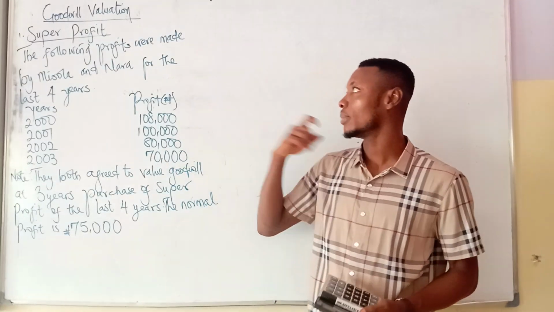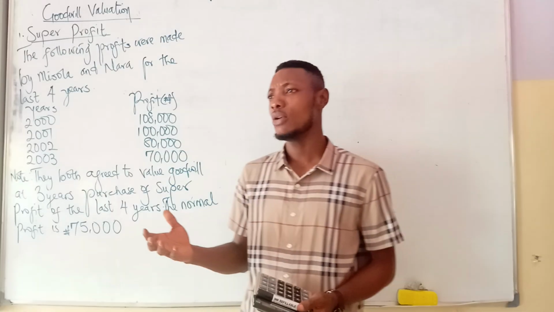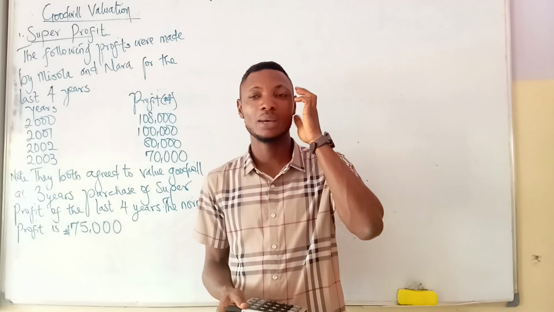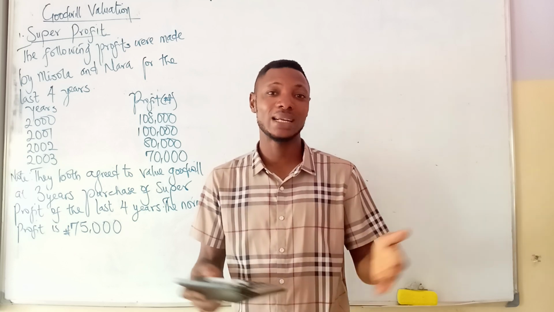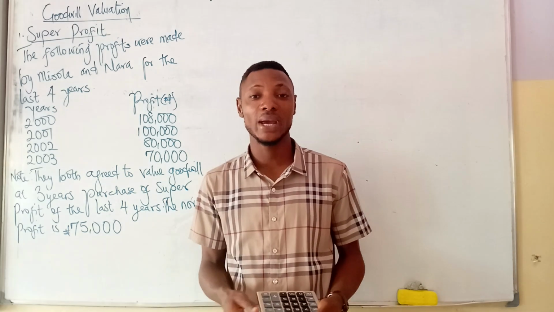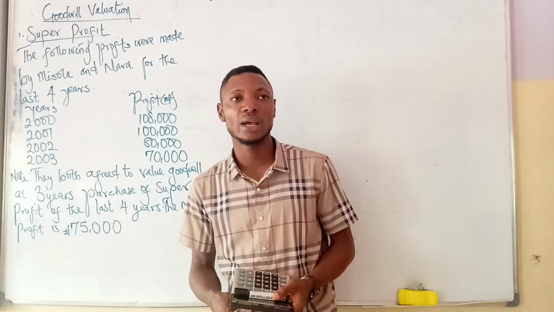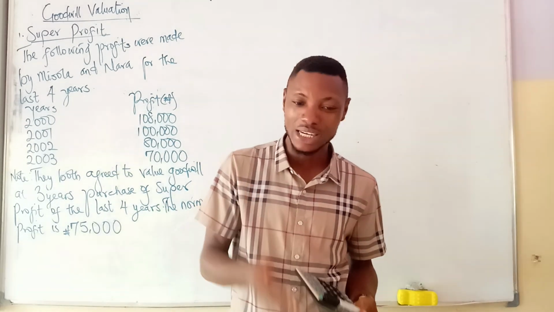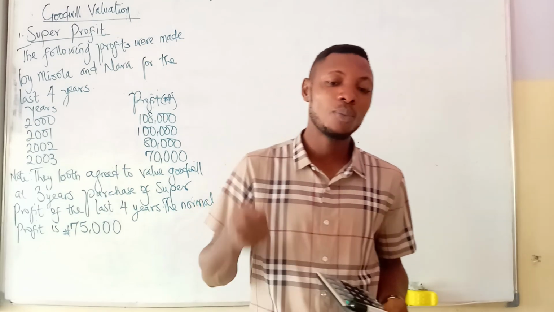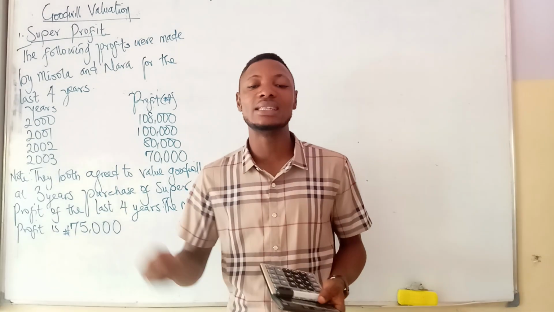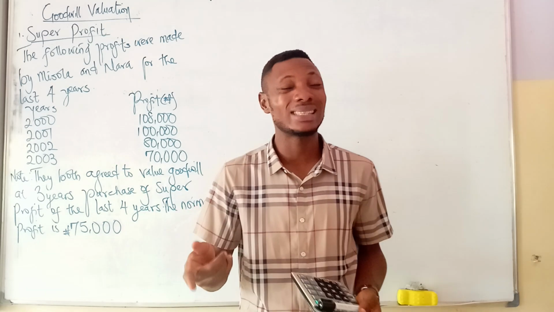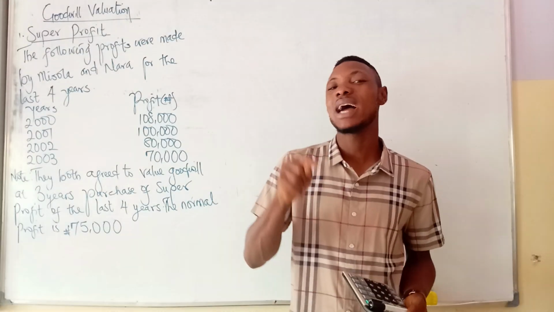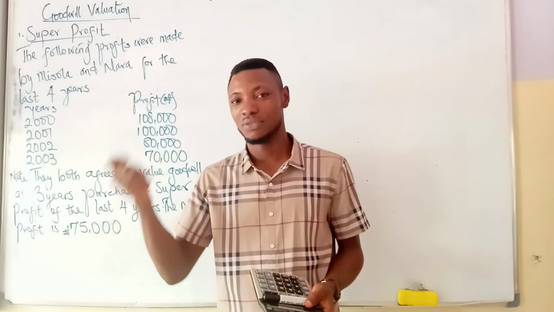So when we talk about goodwill, first of all, goodwill has to do with a person's reputation, with a person's sellout value, the value attached to an organization or a business. So in accounting terms, goodwill refers to the excess value of a business or asset over its net asset valuation. Now, excess value of a business over its net asset valuation.